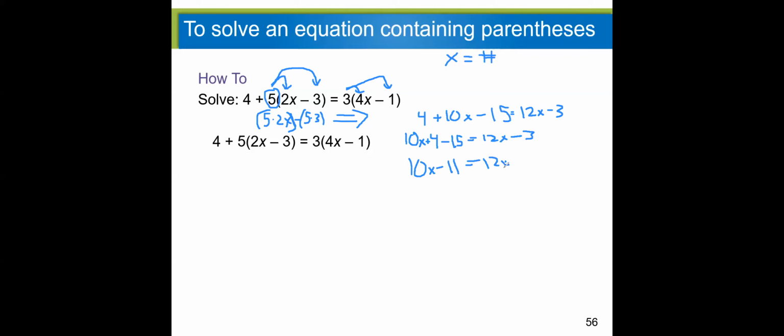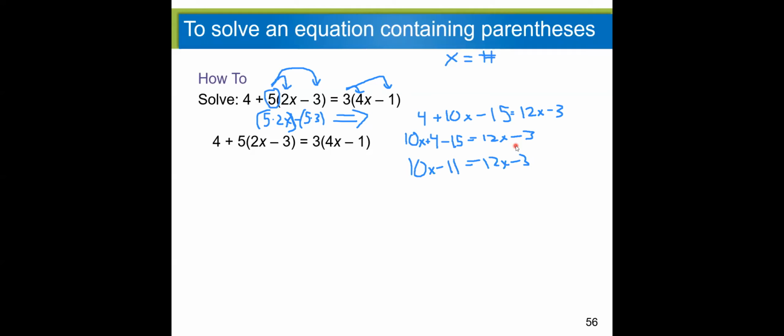as such. Sweet. Now I want all my letters on one side, all my numbers on the other side. Again, as with the previous example, we stop and think, okay, I can move the 10x to the right, or I can move the 12x to the left. Which one is better? Which one do I prefer to do? Well, if I move the 10x to the right, I'm going to end up with a positive amount of x's.